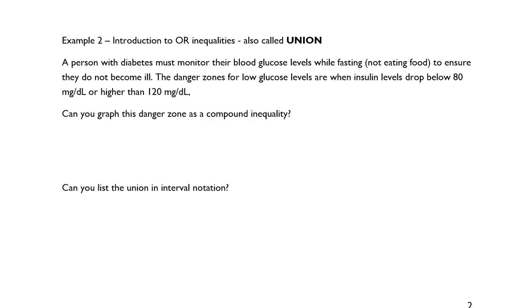So what we need to do is graph the danger zone intervals as a compound inequality. Let's first highlight the information. We know that levels dropping below 80 or higher than 120 will cause issues. So let's go ahead and list these on a number line. First, let's make the number line. Negative infinity on the left, positive infinity on the right. I'm going to list the two values where there are issues.